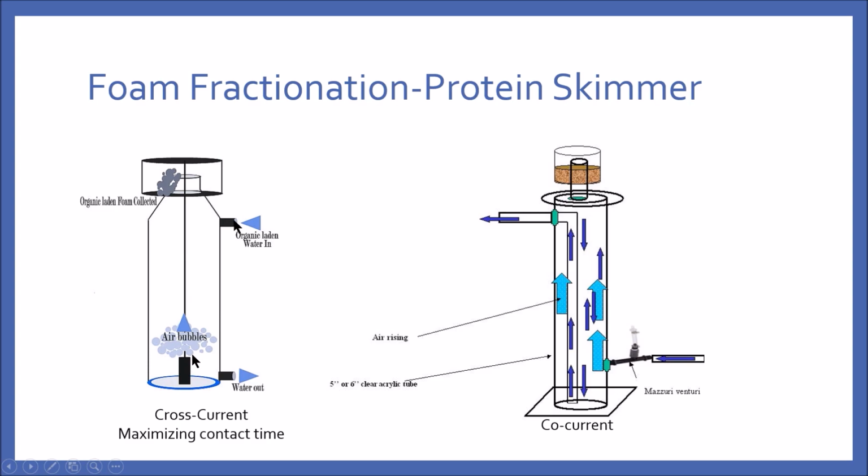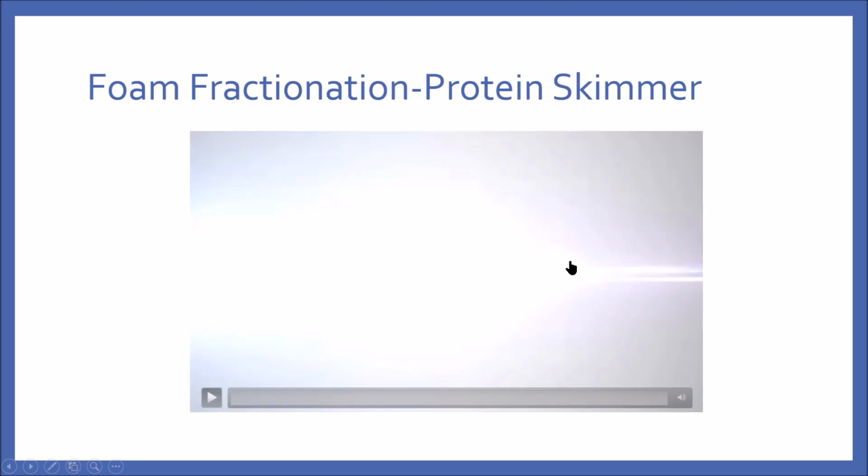But to achieve this cross-current configuration, you would sometimes need to utilize what we call a secondary air pump to generate airflow inside the protein skimmer. On the other hand, a co-current configuration is usually less efficient, but it is cheaper, as you only need a venturi to generate the air bubbles along with a pump. So it is a trade-off between capital cost and efficiency, and it's up to you to decide which is more optimum for you. So this is how a protein skimmer looks like.